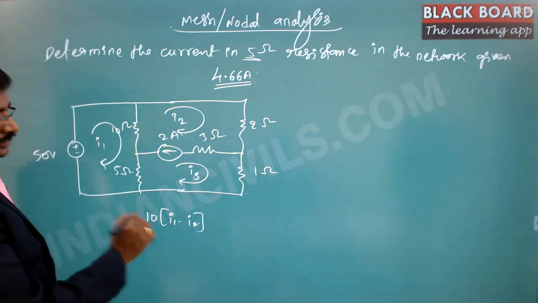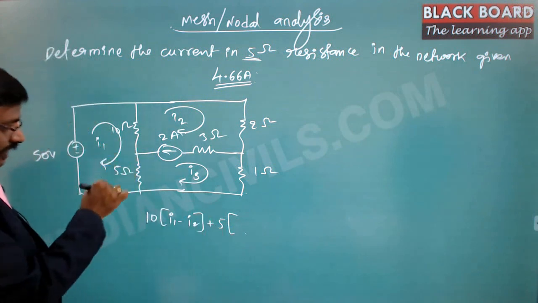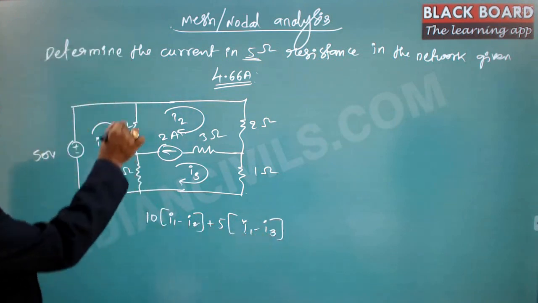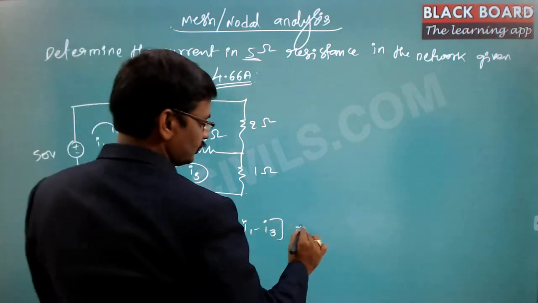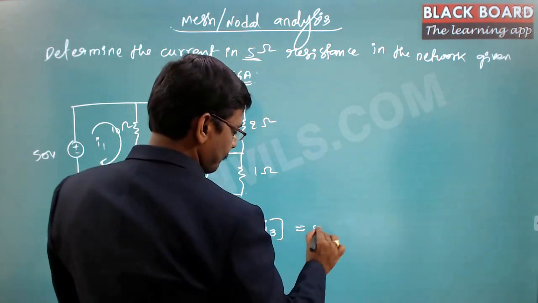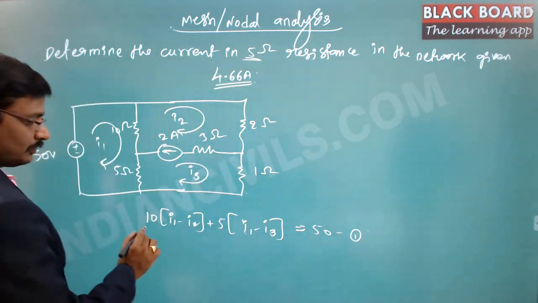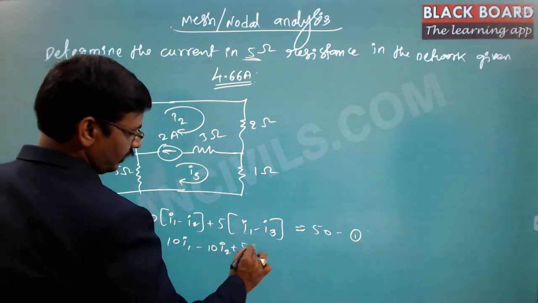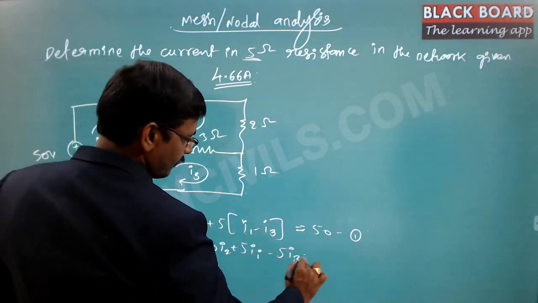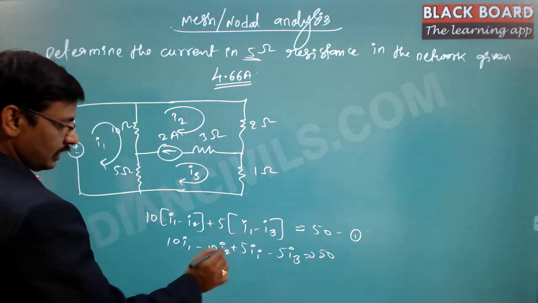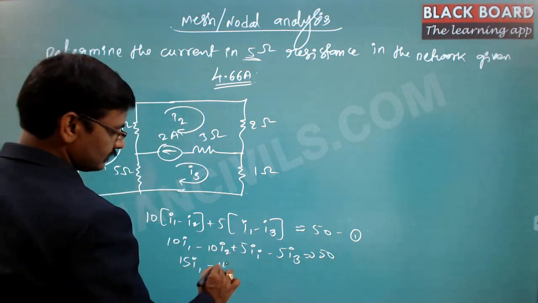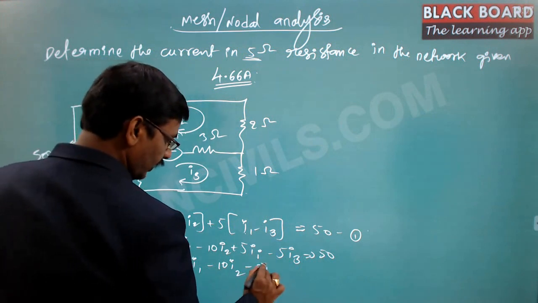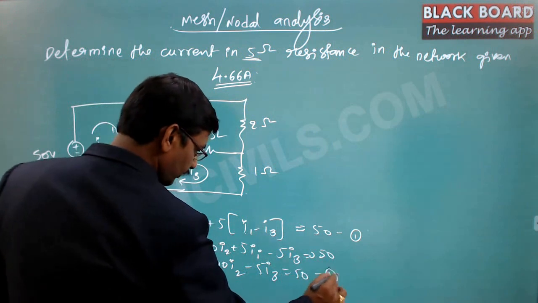And in this 5 ohms resistance, the current I1 is passing through down and I3 is passing through up. So I1 minus I3. And this is the voltage drop across these two. This should be equal to 50. So this is equation number 1. After simplification, this is going to be 10 I1 minus 10 I2 plus 5 I1 minus 5 I3 is equal to 50. This can be written as 15 I1 minus 10 I2 minus 5 I3 is equal to 50. This is equation number 1.